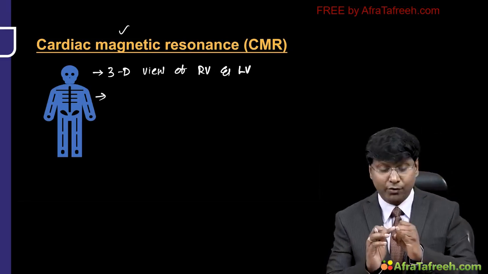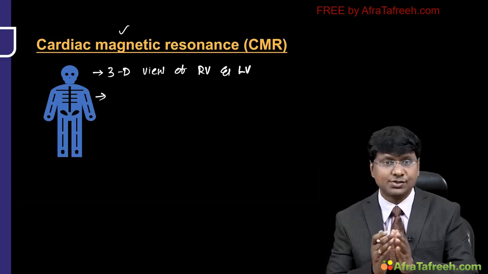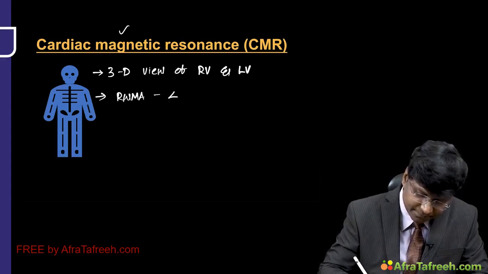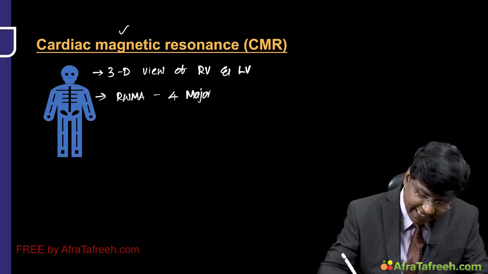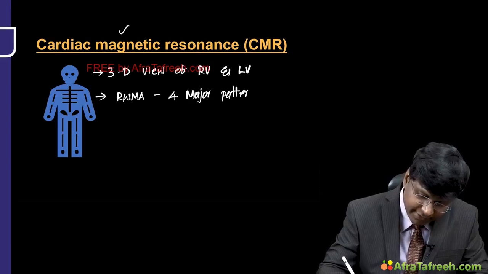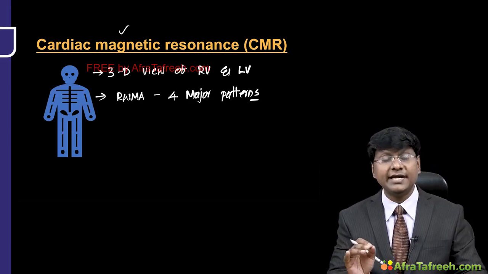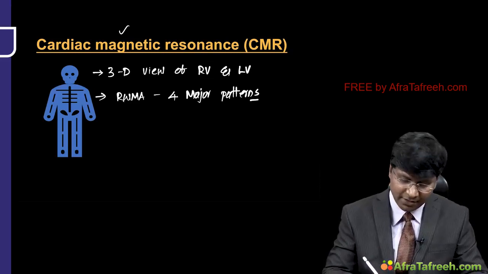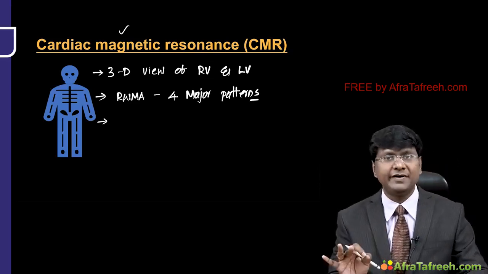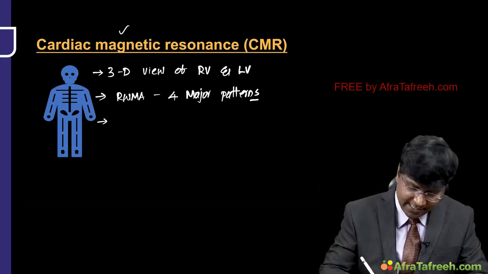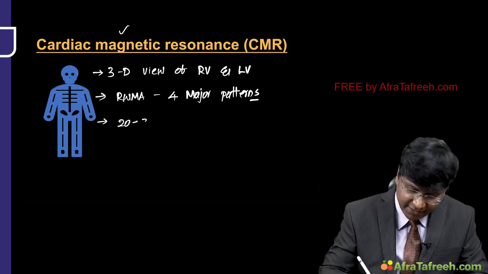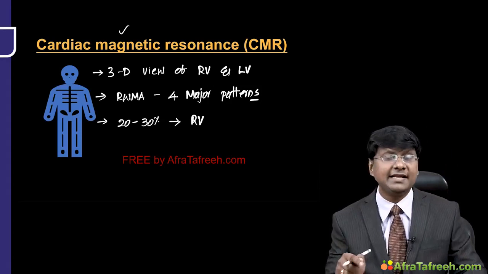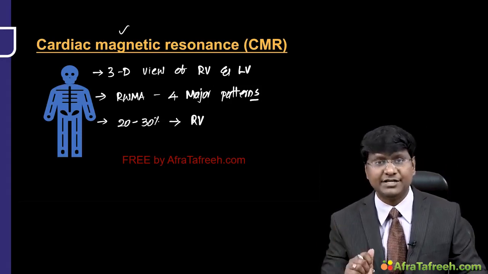And the four major anatomical patterns of regional wall motion abnormality can be made out in Takotsubo cardiomyopathy. And what exactly are those four major patterns? I'll discuss. Okay, and usually it is the left ventricle which is affected in Takotsubo cardiomyopathy, but in almost 20 to 30% of individuals, there can be involvement of the right ventricle as well, and that can be recognized by cardiac magnetic resonance imaging.